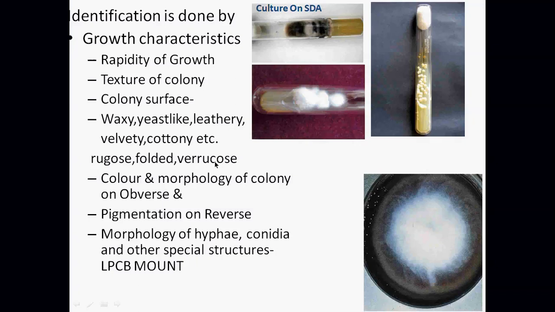You can see usually fungal colonies of pathogenic fungi other than yeast are of different varieties. This is a picture of yeast where you get small yeasty pasty colonies. Now, the color and morphology of the colony on obverse and reverse is identified. Let me tell you what is obverse and reverse at this juncture.